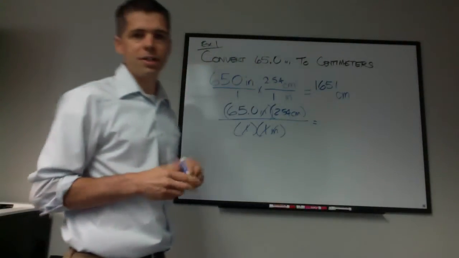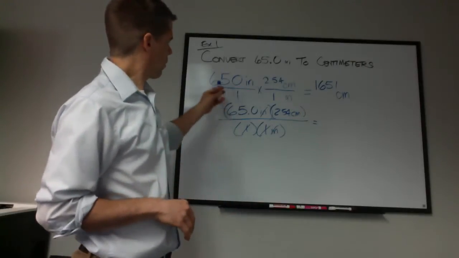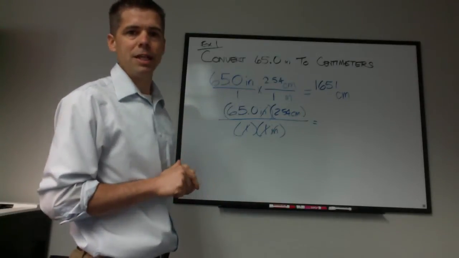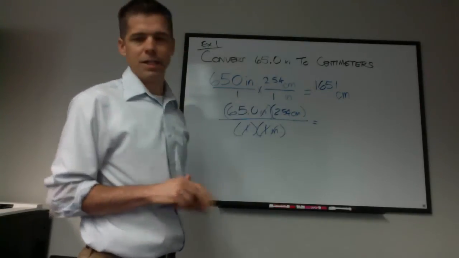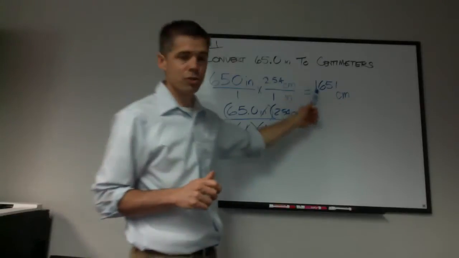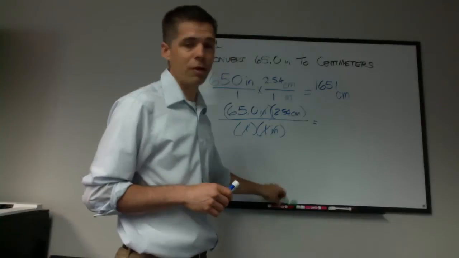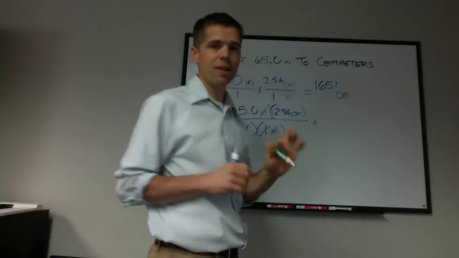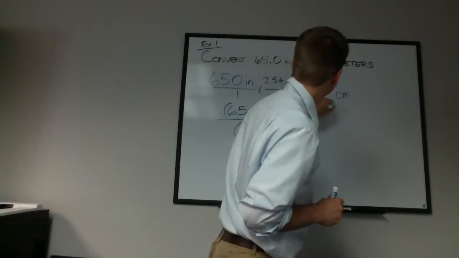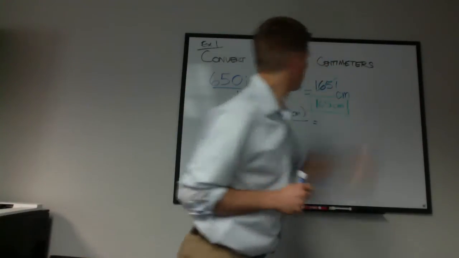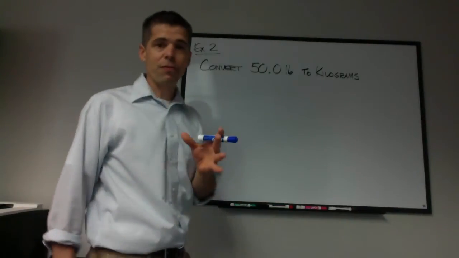So the answer is 165.1 centimeters, but I'm going to do something interesting with this answer. According to my problem, I had 3 numbers in that measurement, 3 digits that I knew. And this also has 3 digits in it. And what that means is my answer should only have 3 digits in it. So I'm going to take 165.1 centimeters. I'm going to round that so that it has 3 digits. Call it 165 centimeters. That was fun.